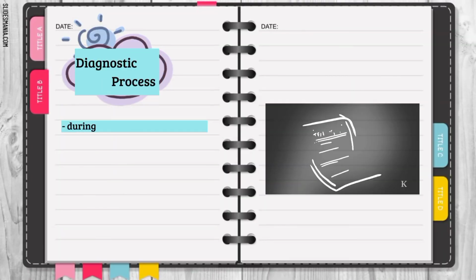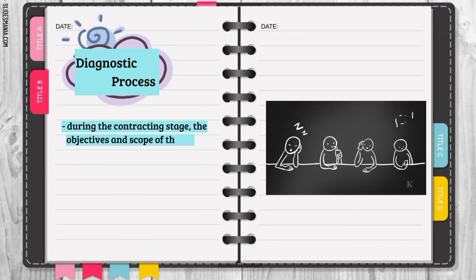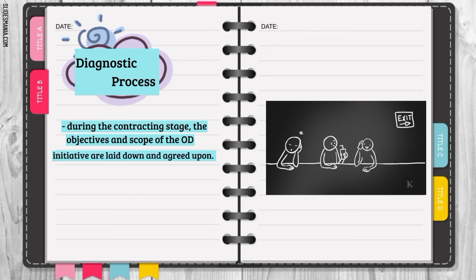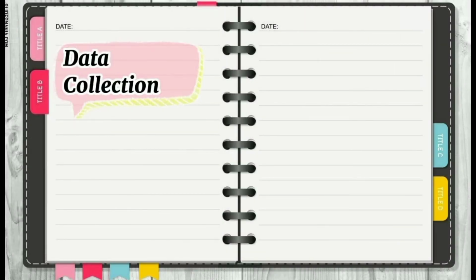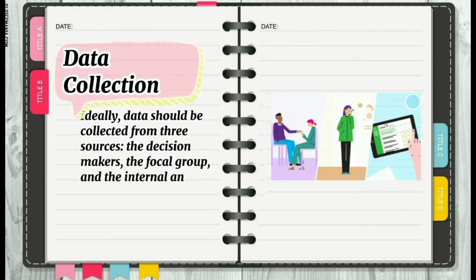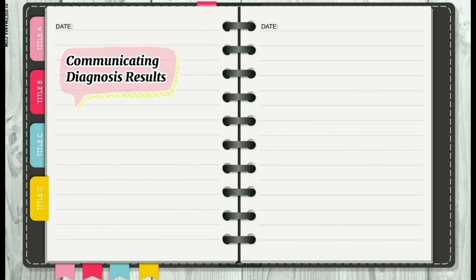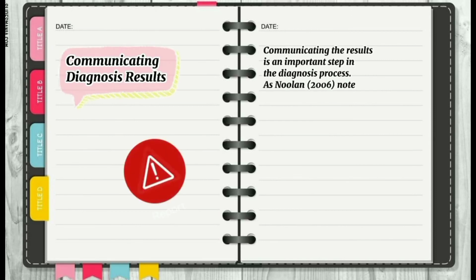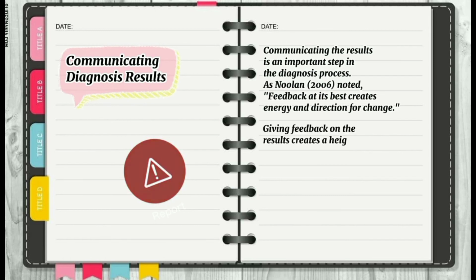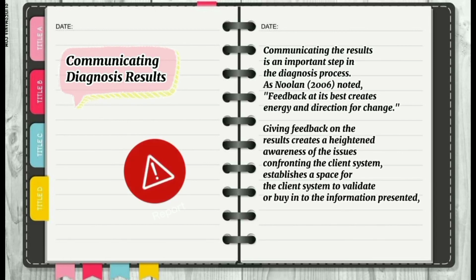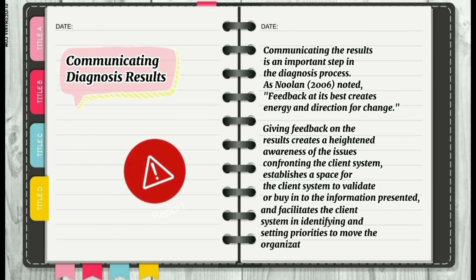Diagnostic process. During the contracting stage, the objectives and scope of the OD initiative are laid down and agreed upon. The scope contains the specifics of the intervention, including the diagnostic process. Data collection. Ideally, the data should be collected from three sources: the decision maker, the focal group, and the internal and external groups who would be affected by the change process. Communicating diagnostic results. Communicating the results is an important step in the diagnosis process. There's a saying that feedback at its best creates energy and direction for change.